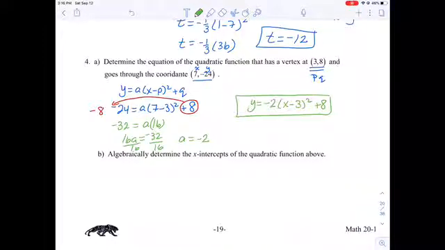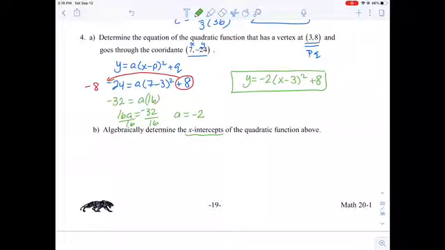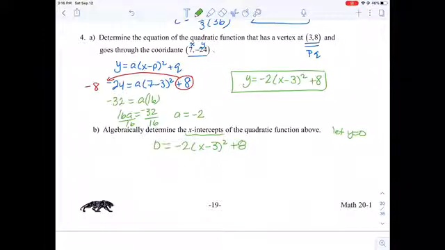Okay. Algebraically determine the x-intercepts for the quadratic function above. So if I'm looking for the x-intercepts, I let y equal 0, and I go 0 is equal to negative 2(x - 3)² + 8. So I'm doing BEDMAS backwards because I'm isolating the x here, right? If we were just simplifying an expression, we would use our BEDMAS rules. But because I'm stripping down for x, I have to do the opposite. So instead of BEDMAS, we're doing SAMDEB as the order.